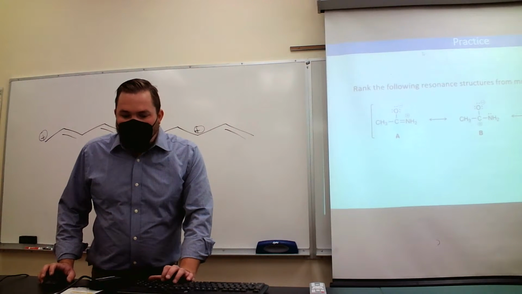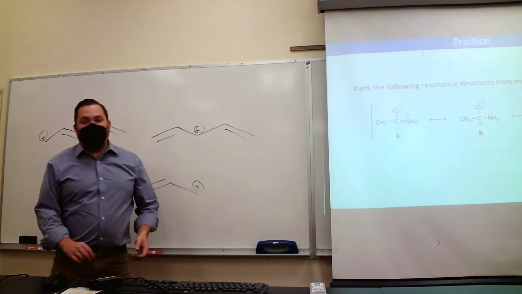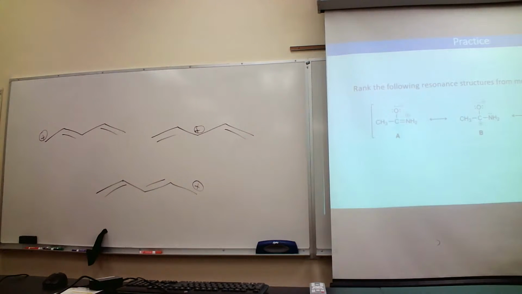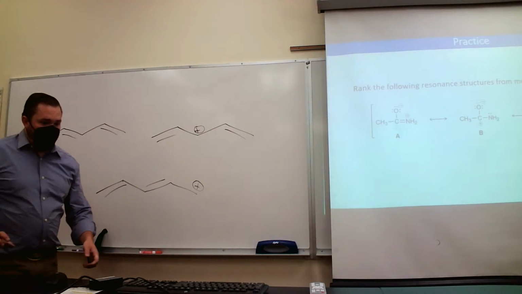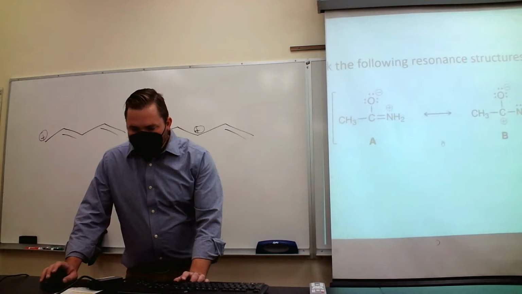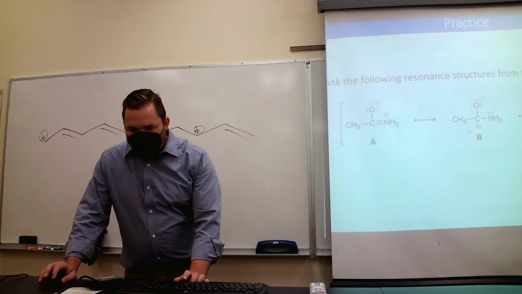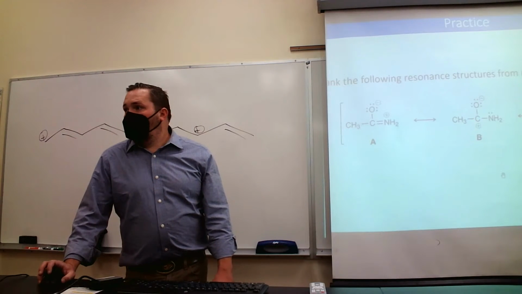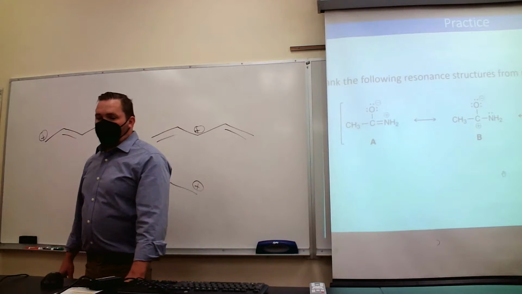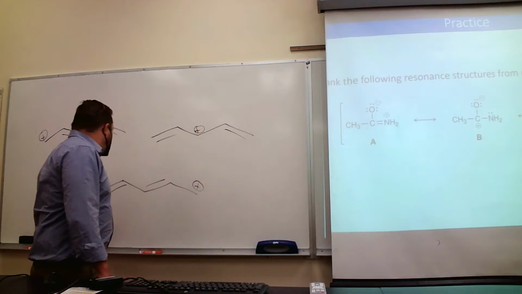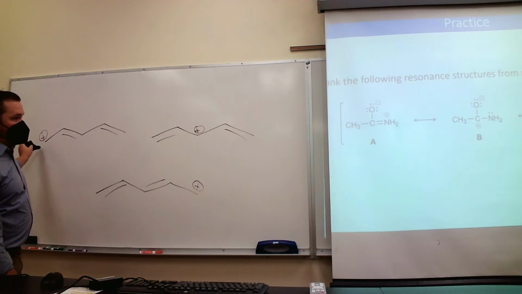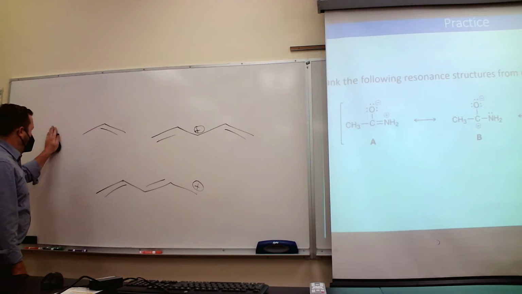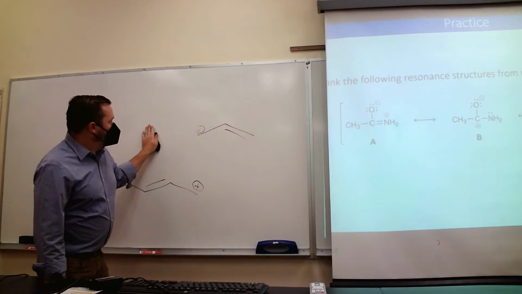All right, so how do we practice this? Well, if I give you resonance structures, you just rank them. So out of A, B, and C, what's most stable, what's least stable? C is the most stable. Why? Because everything has a full octet and there are no charges.